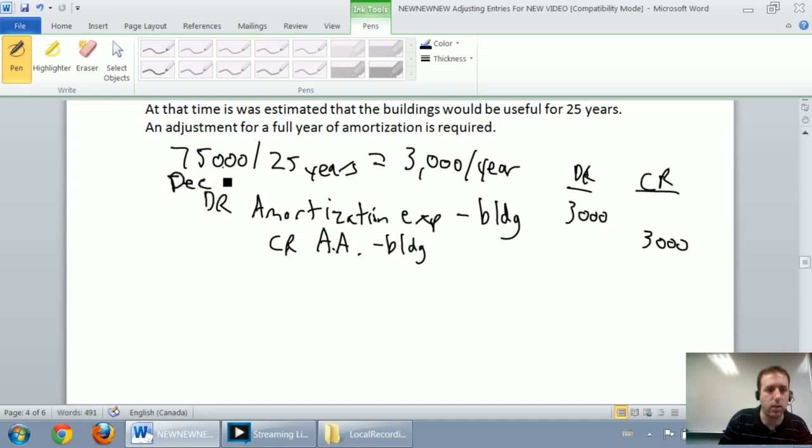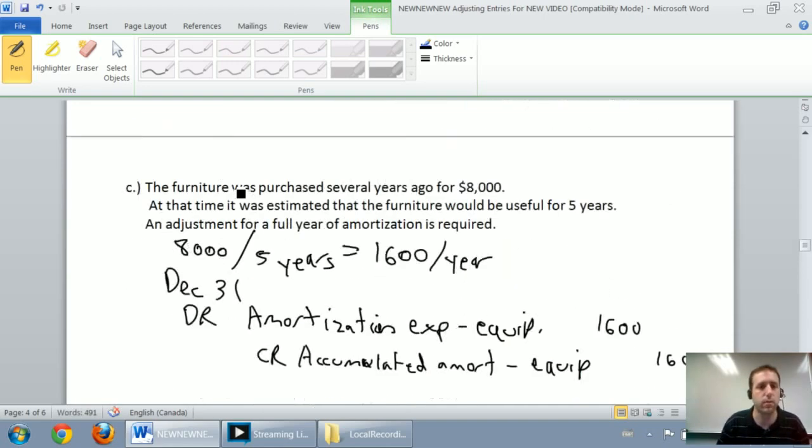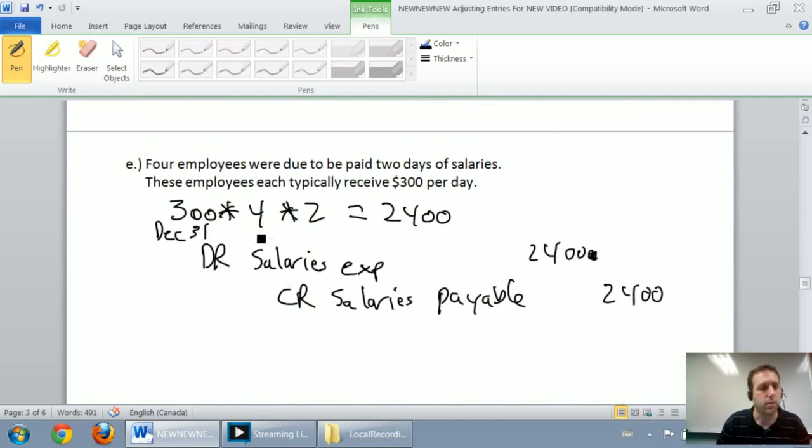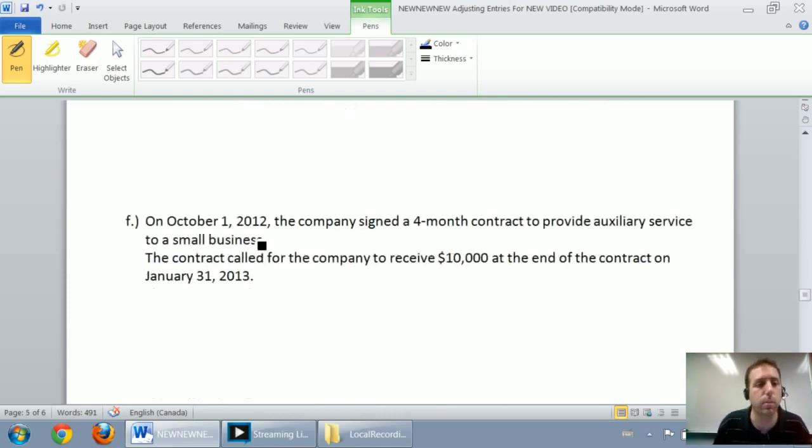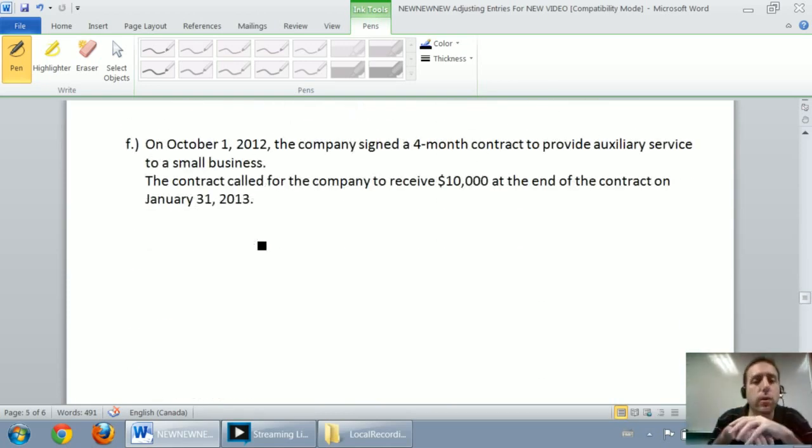Don't forget, date all of your entries December 31st, because that's our fiscal year end. Moving on to Part F. On October 1st, 2012, the company signed a 4-month contract to provide auxiliary service to a small business. The contract called for the company to receive $10,000 at the end of the contract on January 31st, 2012.